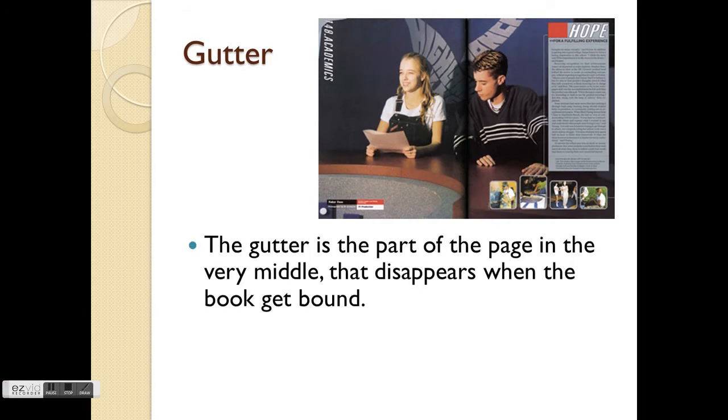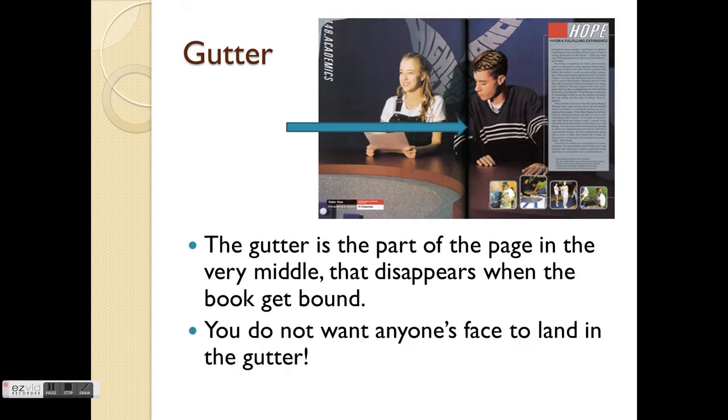The gutter is the part of the page in the very middle. When the book gets bound, that part disappears. So a photo can cross the gutter, but you can't put a face across the gutter. You have to be really careful about what's crossing the gutter.